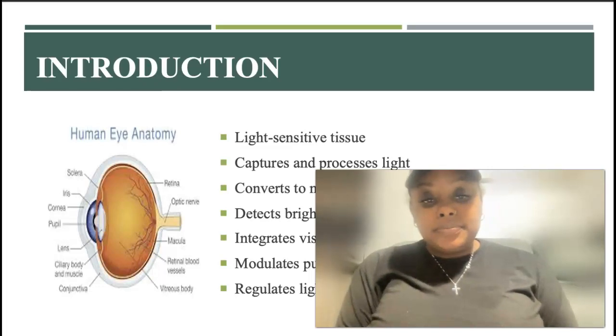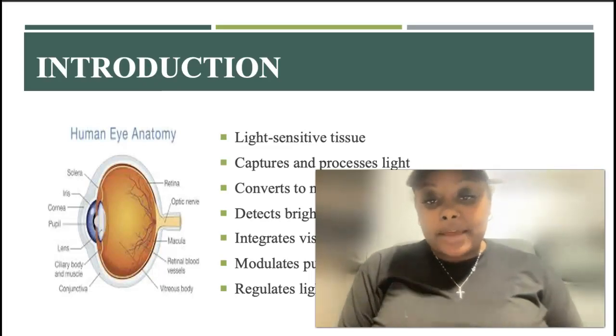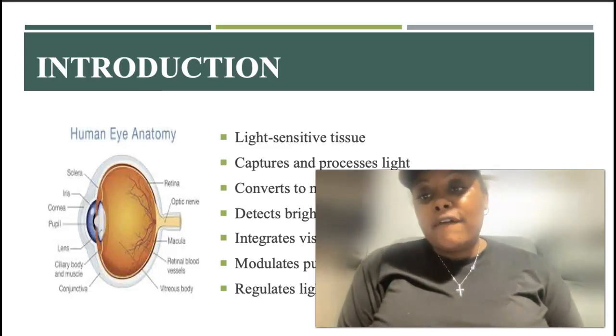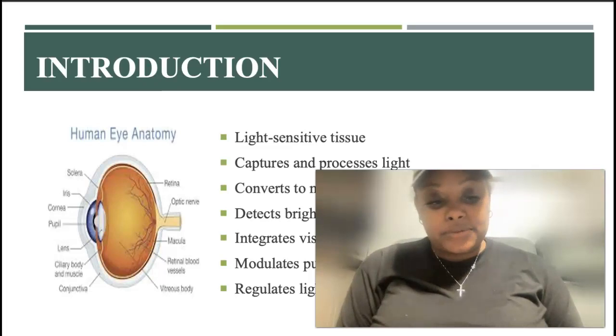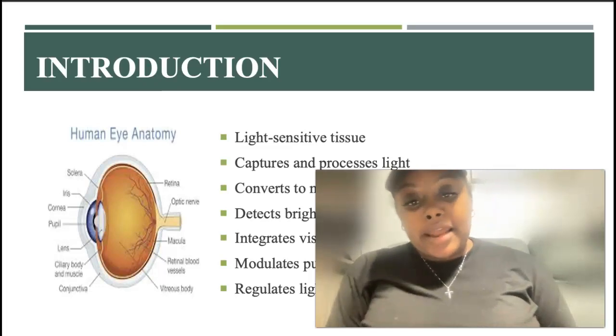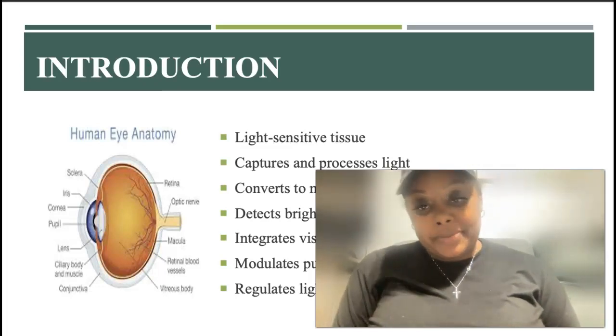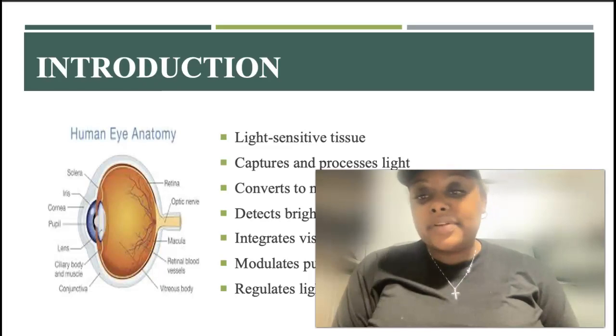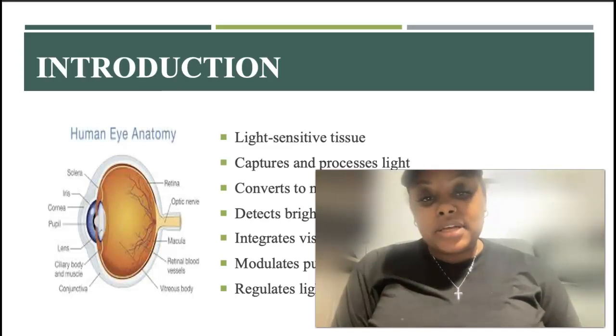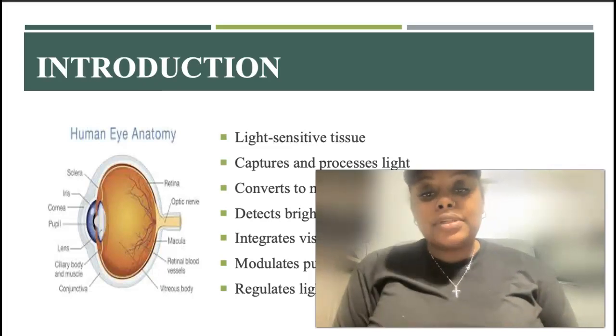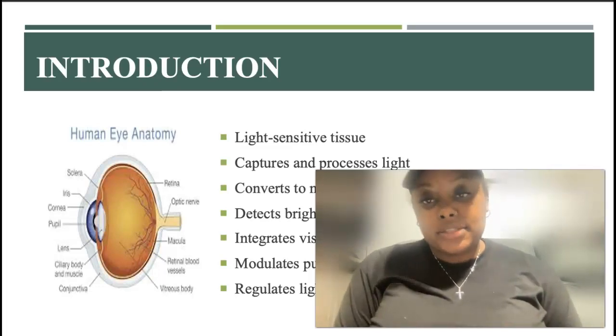The retina is the light-sensitive tissue at the back of the eye. It plays an important role in vision by capturing and processing light, converting it into nerve signals, and transmitting it to the brain. The anatomy and physiology of the retina are complex and fascinating. It contains several layers of neurons, each of which has a specialized role in vision. This presentation will discuss how the retina works and its anatomy and physiology.